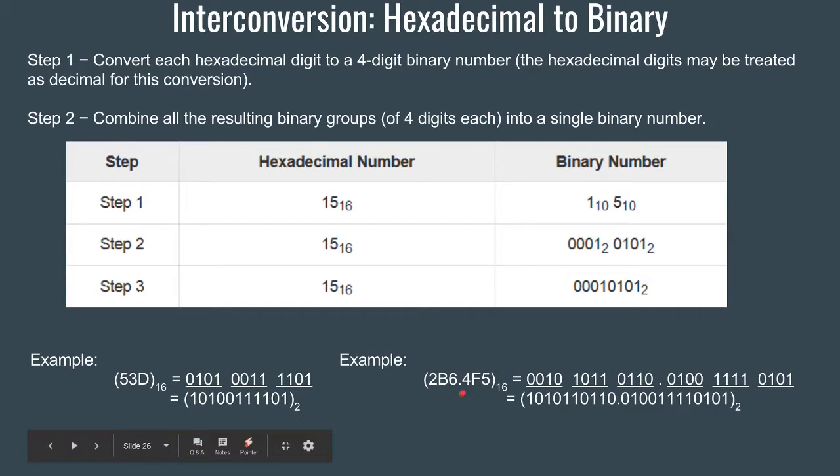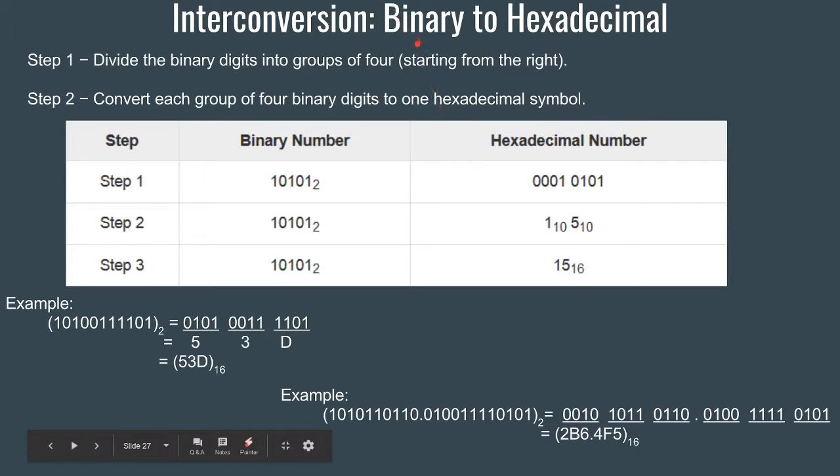In this example, we have a decimal point and the number is 2B6 point 4F5. So first of all, we just write the binary equivalents of these digits to get 0010, 1011, 0110, point 0100, 1111, 0101. We remove the stray zeros as usual to get 1010110110 point 01001111 and so on. So this is the entire binary number for this particular hexadecimal number.